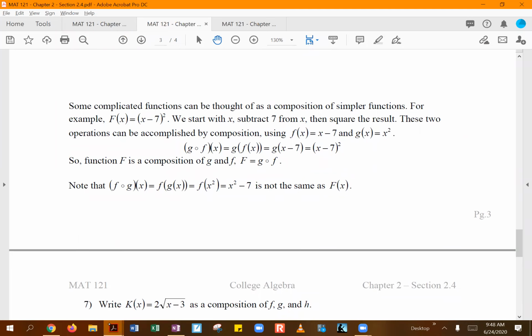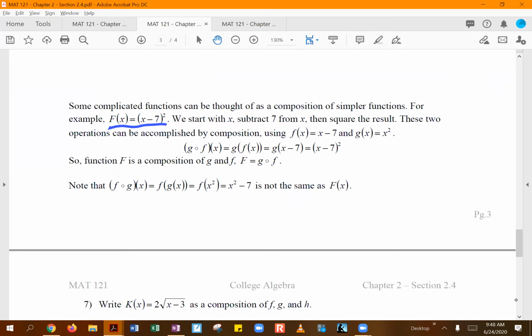Okay, so we've talked about how to create compositions. They've given us the individual functions and then we've created our compositions, but some of those complicated functions can actually be broken down. So you can actually go in the reverse direction. Sometimes if you look at the complicated functions we have, you can break them down into simpler functions by using composition again. So they have an example over here. Capital F of x is defined as x minus 7, the whole quantity squared.